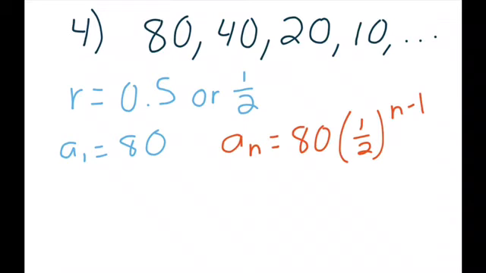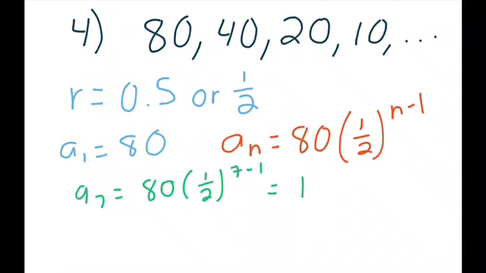Then our last step is to find the seventh term. So a sub 7 equals 80 times 1/2 to the power of (7 minus 1), and you should get 1.25 or 1 1/4. Now if you didn't get 1.25, you probably forgot to put parentheses around the 7 minus 1. So if you didn't get 1 1/4, try that again, and make sure to put parentheses around the 7 minus 1.